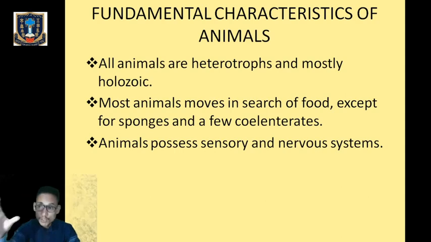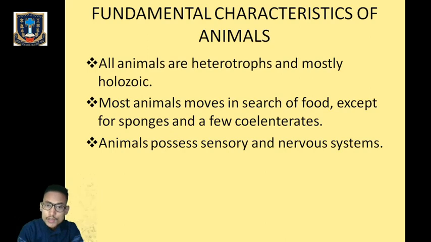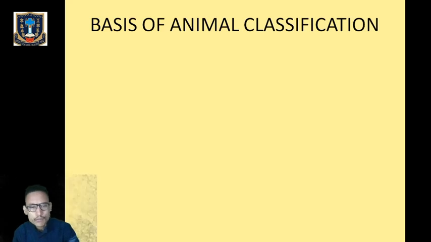Okay, we are able to receive the stimulus, and by receiving the stimulus we are able to respond to the stimulus. So these are the common features which the animals share between them, in spite of the differences in terms of their habit, habitat, structure, and behavior. Okay, now we'll go through the basis of classification.